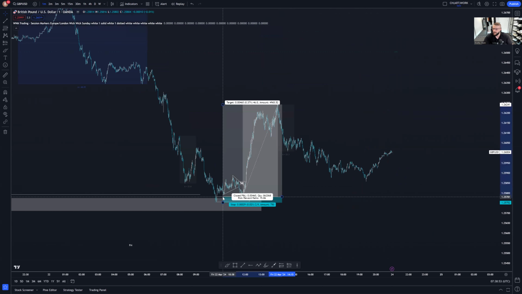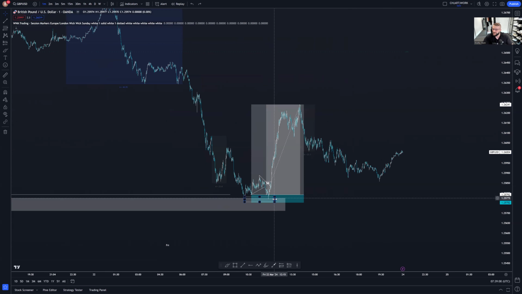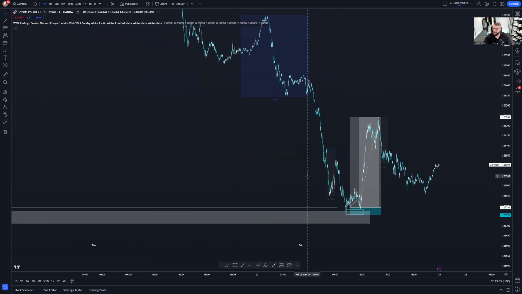If you just covered the point, had a 3-pip stop loss, 1 to 15, but you don't want to get too greedy. You still want to understand that it may not mitigate this lower point. It just holds strength if it does. So 1 to 11, 1 to 12 there.